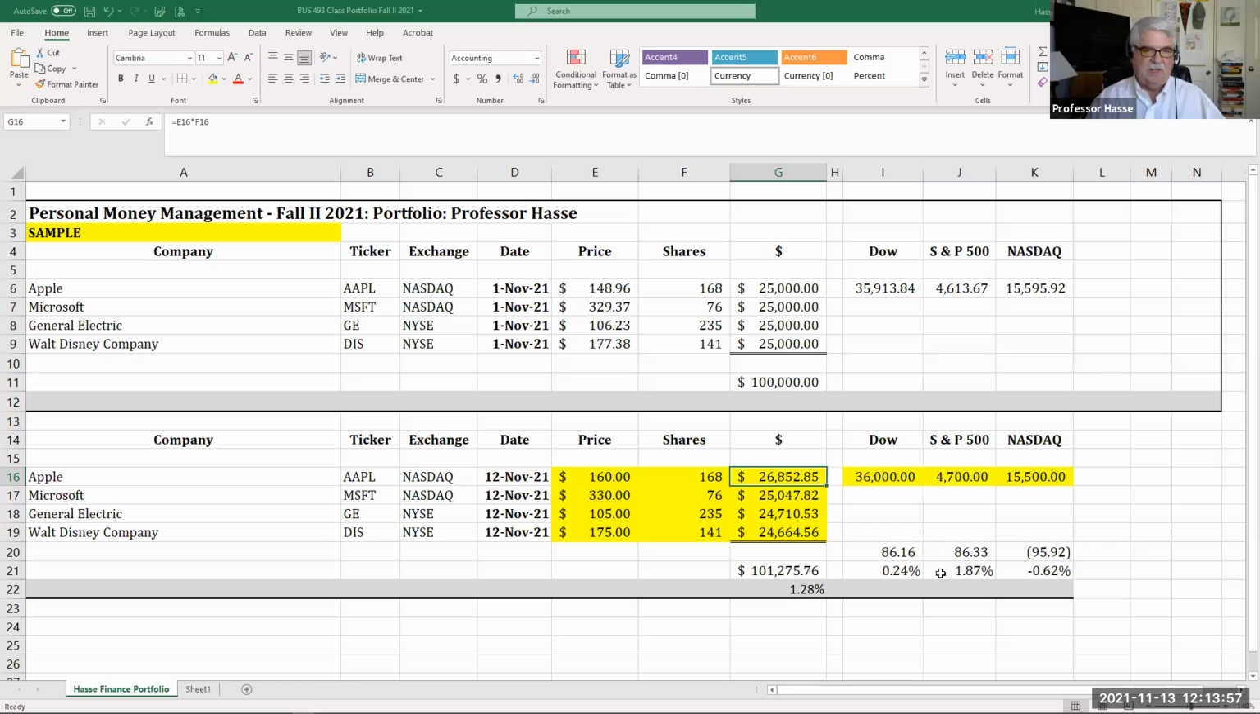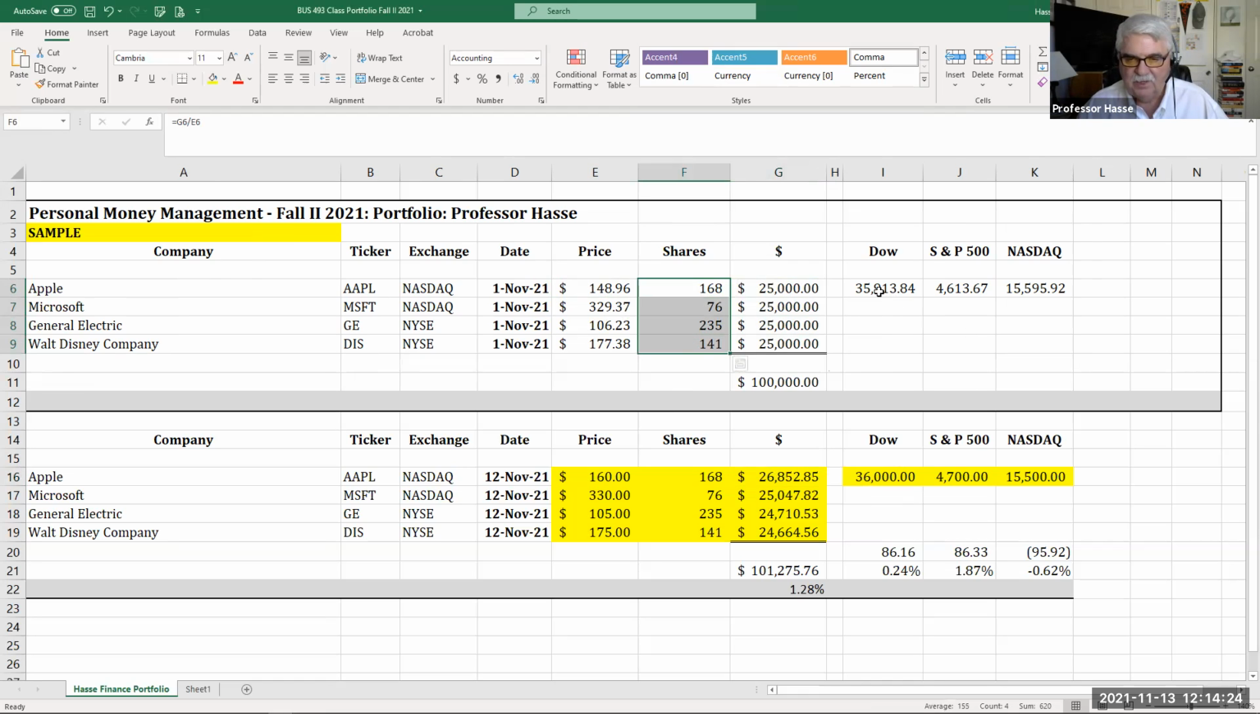Here's an example of that stock portfolio. Remember, our class began by doing the portfolio as of November 1st. And we found an investment of stocks. I chose Apple, Microsoft, GE, and Walt Disney. We found the stock price on that day. We determined how much we were investing, and we divided the stock price into the amount of investing to come up with our number of shares, which we rounded to the nearest whole number.